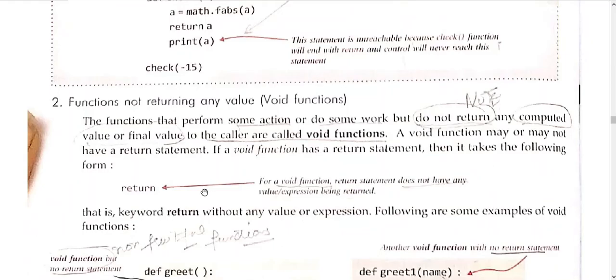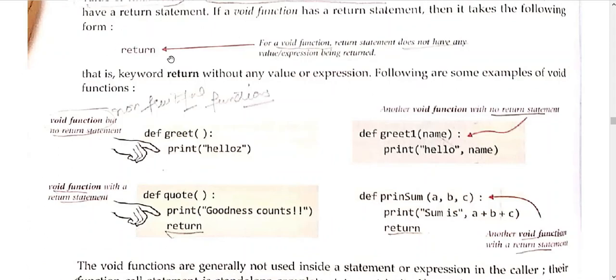Next is your function not returning any value. These types of functions are known as void functions. If you are writing return, but you have not mentioned what to return, then this will not give any fruitful result. Like this function definition, here we have not used any return statement, so the value will be printed as this function is executed. So this function is not returning anything.